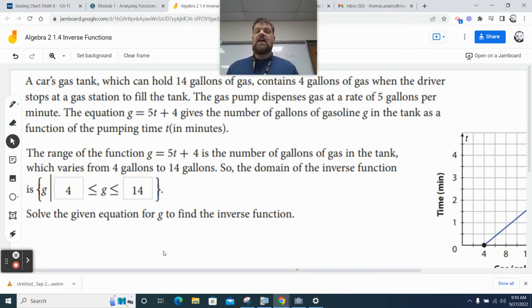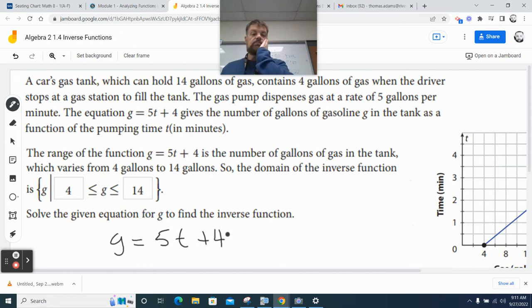So again, what we're trying to figure out is how long it will take to fill up my car with gas. And if I have an equation, I can just plug in some numbers to this inverse function. So we're going to do this kind of the exact same way. So I start with the original equation. G is equal to 5T plus 4. All right.